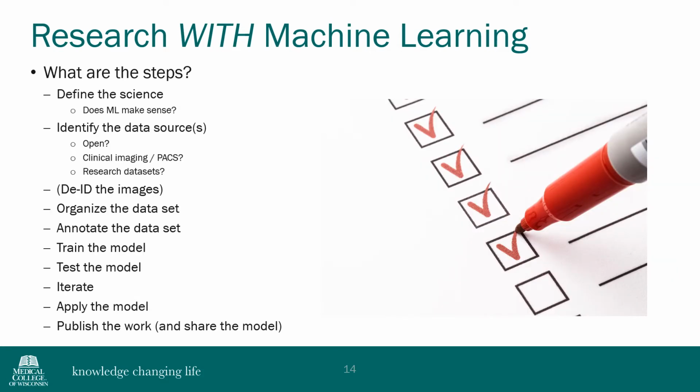So now that I've theoretically convinced you that you should be using machine learning in your research as a tool more so than as a topic of research, the question becomes, what are the right steps to do it? First off, of course, you need to define the science, right? Rather than creating a hammer and looking for all of the nails, take a look to see if machine learning really makes sense with the scientific question that you're looking to solve.